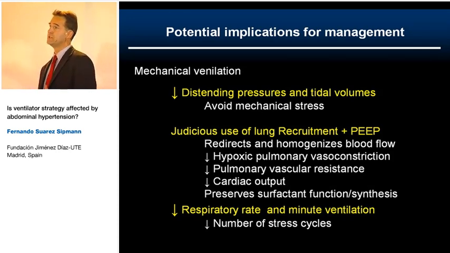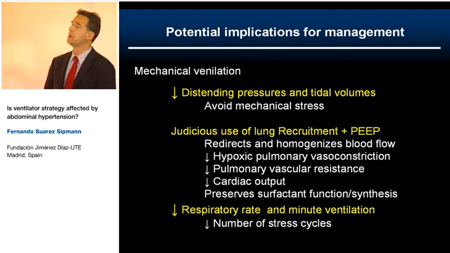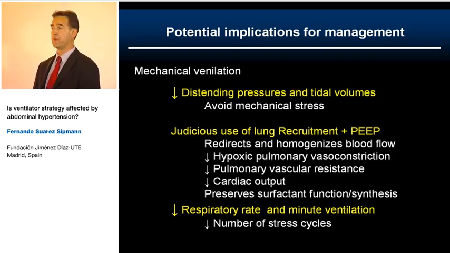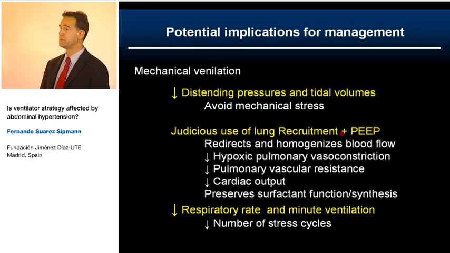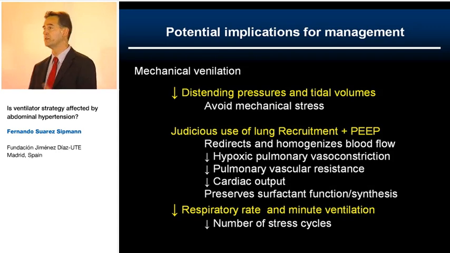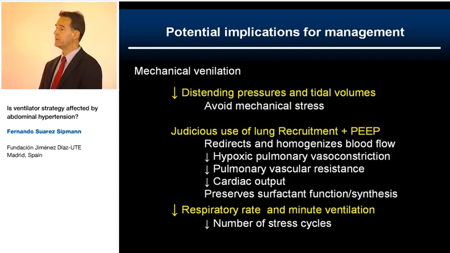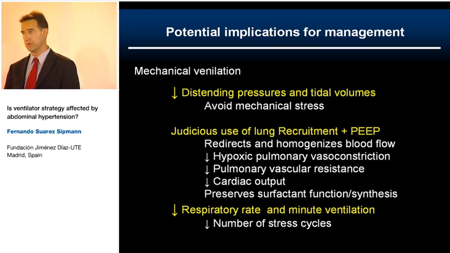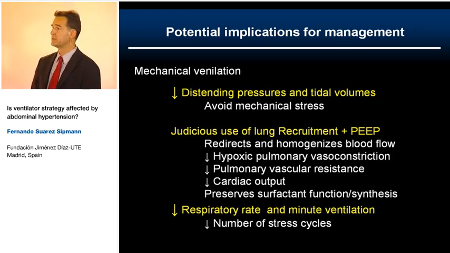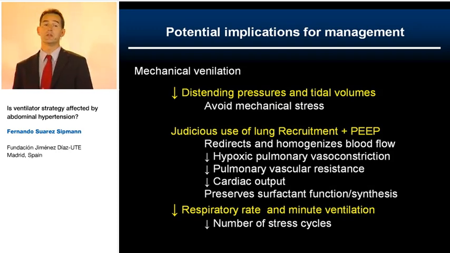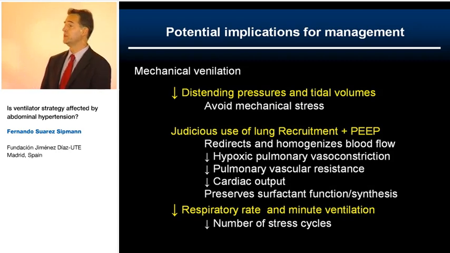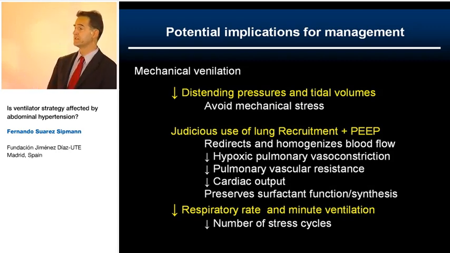So what are the potential implications for management? From the mechanical ventilation point of view, it seems logical to diminish the distending pressures and tidal volumes to avoid mechanical stress. Also, I would recommend to judiciously use lung recruitment and PEEP titration. Why? Because we can assume that we have a lot of benefits of this strategy. It redirects and homogenizes blood flow inside the lung. It diminishes the hypoxic pulmonary vasoconstriction. It reduces pulmonary vascular resistance. It reduces cardiac output. And it preserves surfactant function and synthesis.